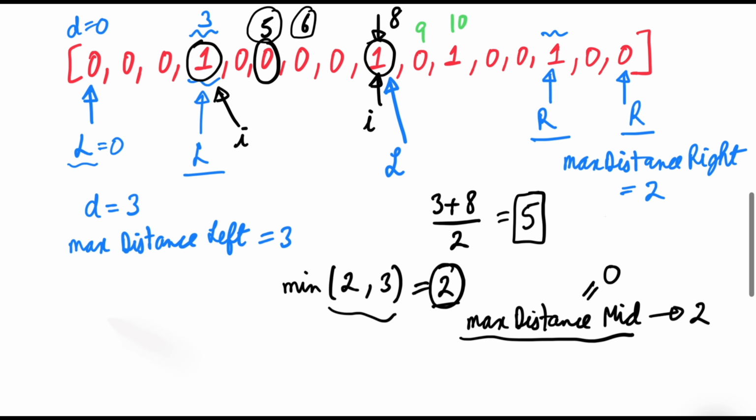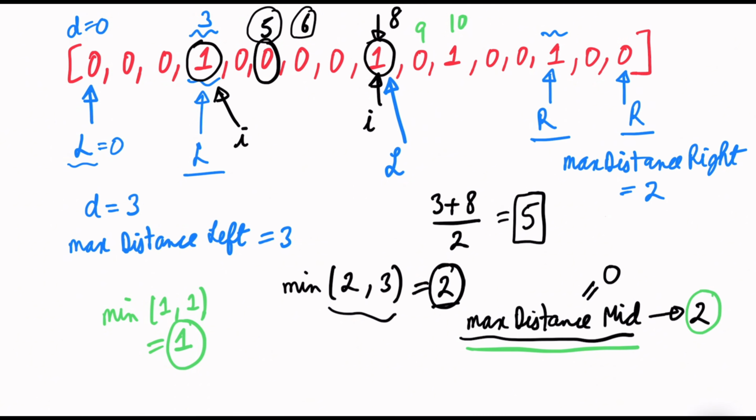So we are going to find the minimum value of 1, 1, which is equal to 1. And now we compare this minimum value with our max distance mid. So this is smaller than max distance mid, which is 2. So we don't update our value of max distance mid.